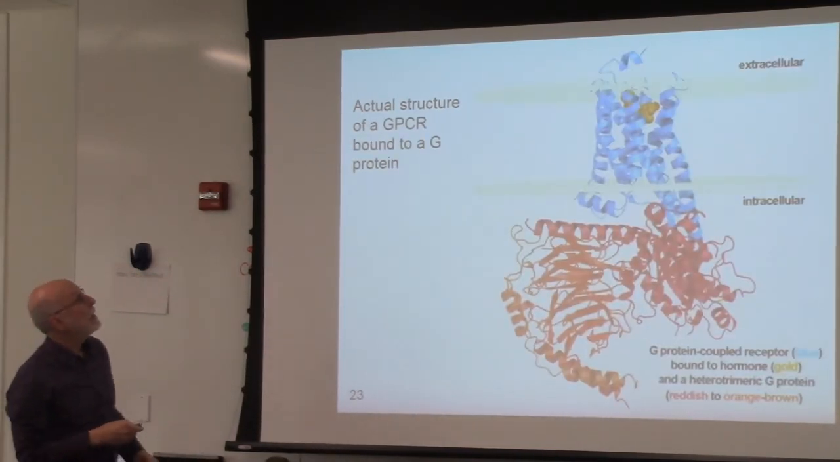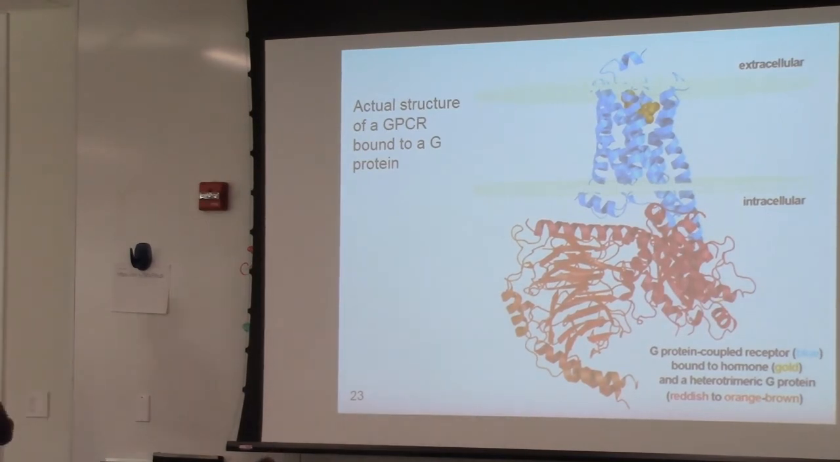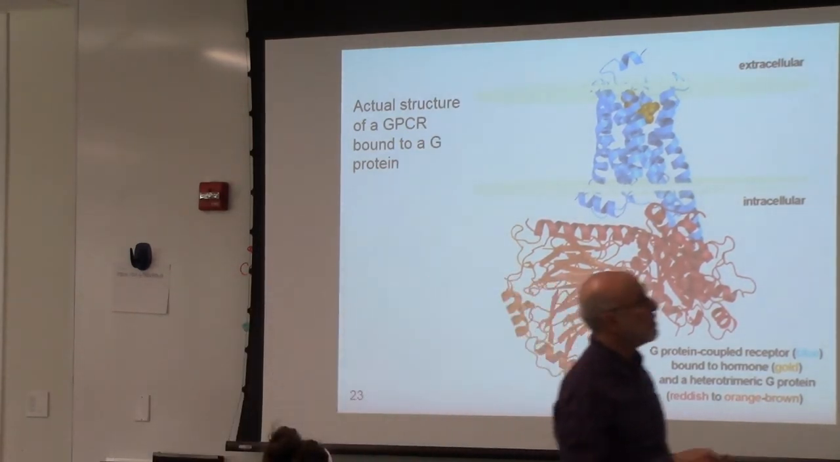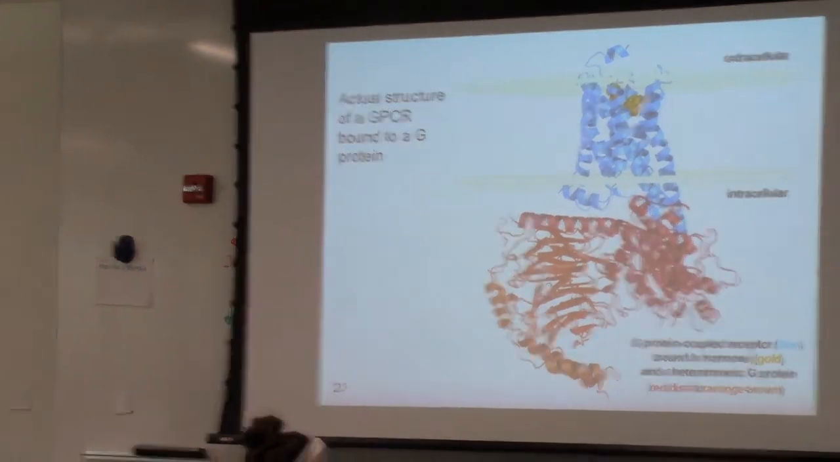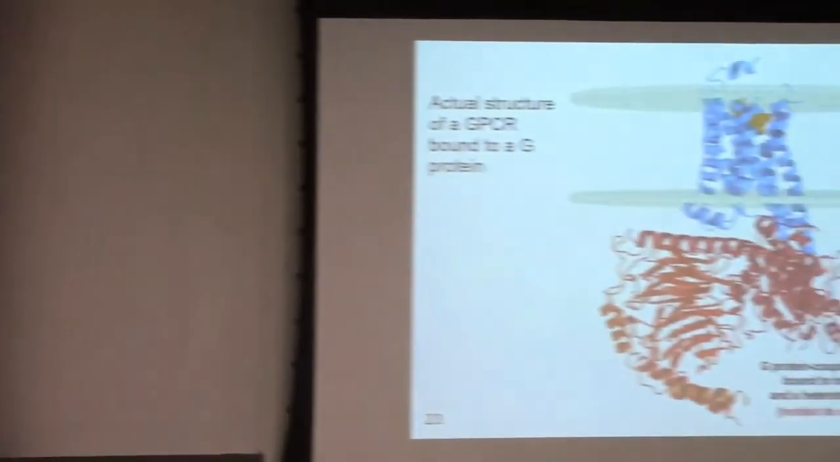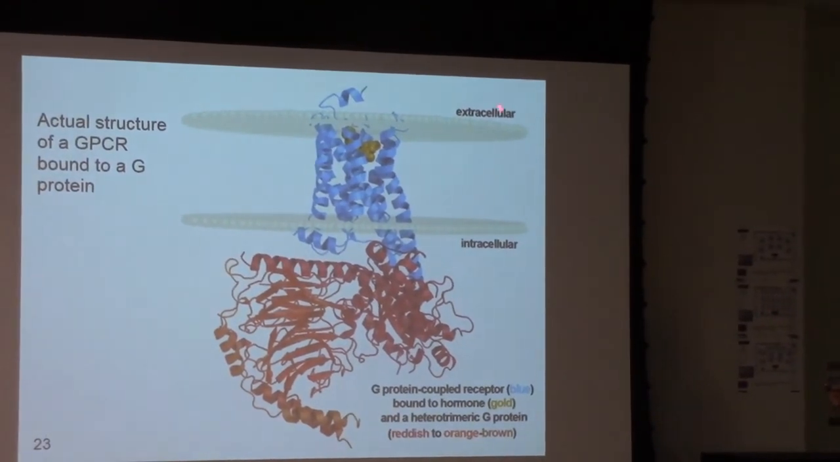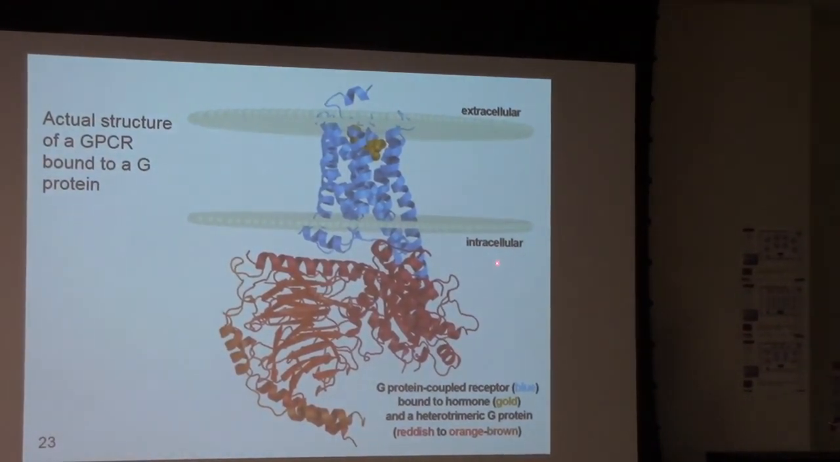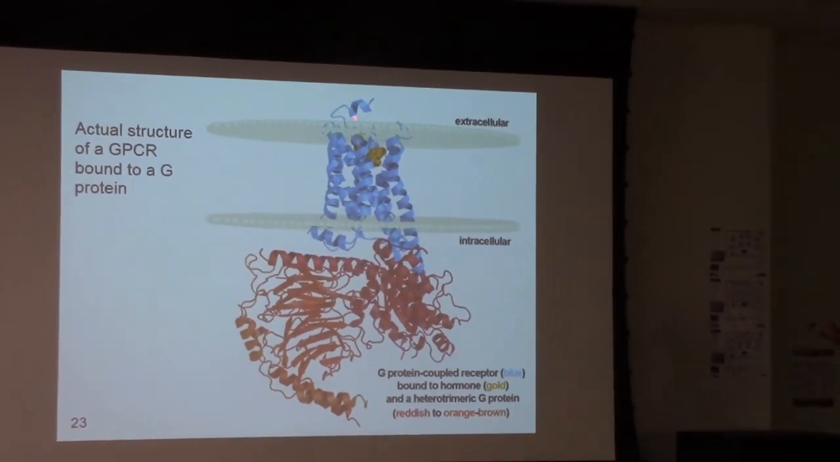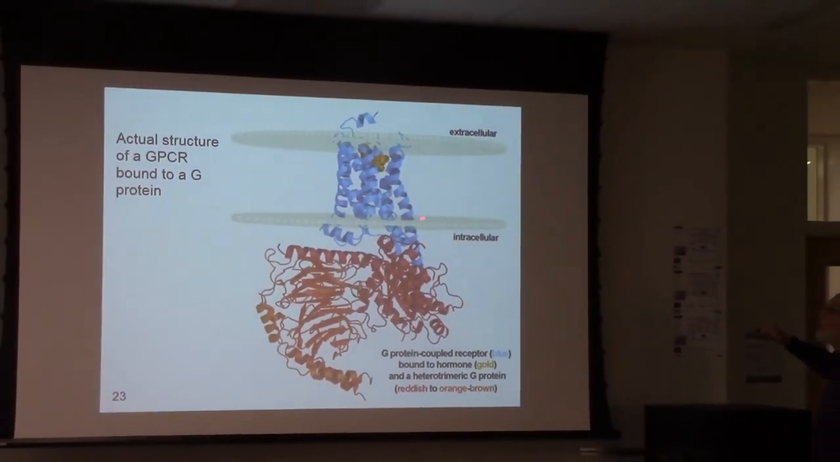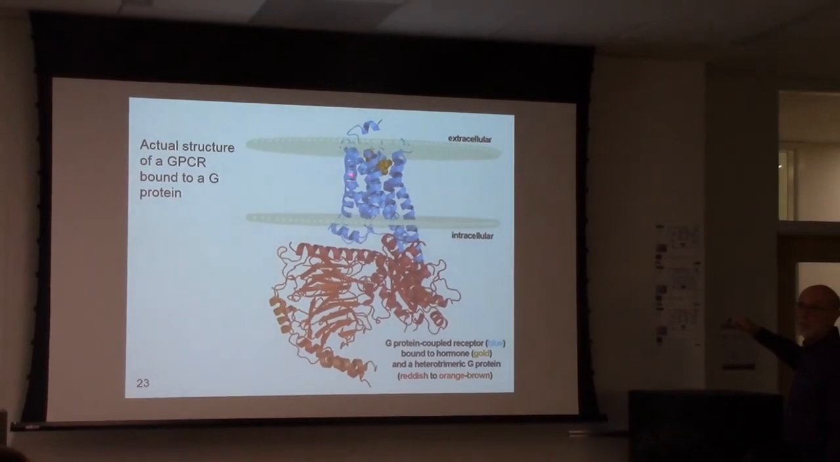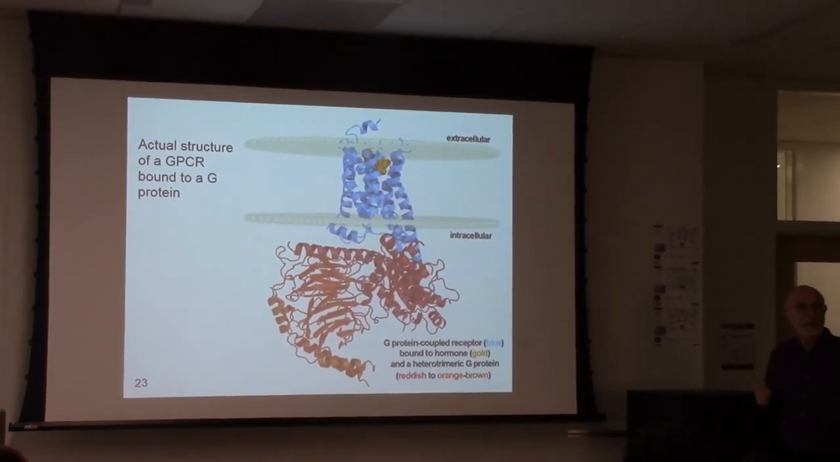Here is a receptor. I can't really see it here because of the lights, but let's look over here. You can see, this is supposed to be the membrane. This is the extracellular surface. Here's the intracellular surface of the membrane. Here is the transmembrane domain of the receptor. Here is the ligand sitting in the receptor, in the binding pocket.